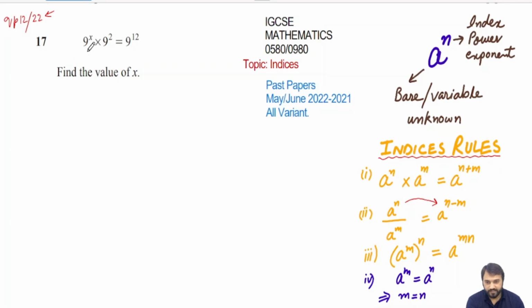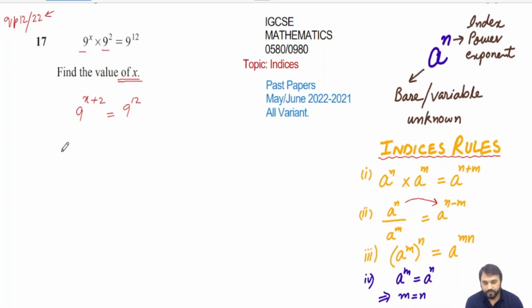Question 17 says 9 raised to power x into 9 raised to power 2 is equal to 9 raised to power 12. So we are going to apply the first rule here. We have the same bases. We write one time base, that is 9, and add the powers. The power of this base is x and the power of this base is 2, so we add them: 9 raised to power x plus 2 is equal to 9 raised to power 12. We need to find the value of x.